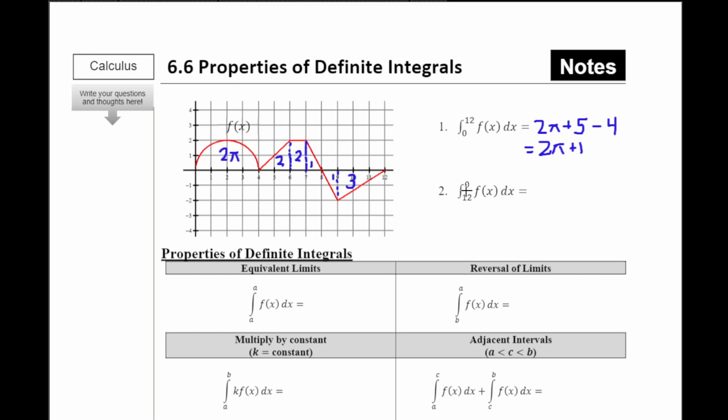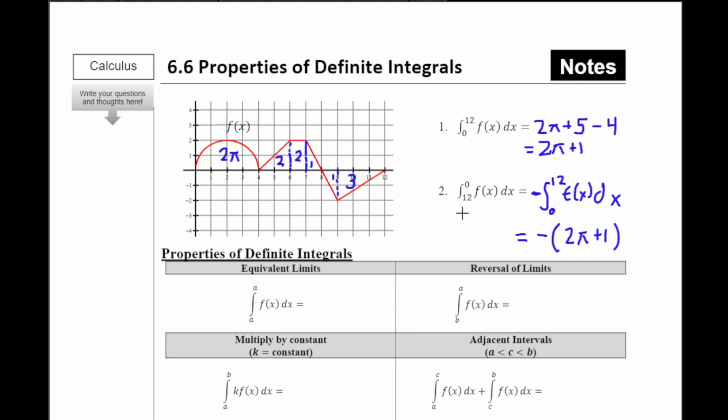This is a rule we're about to learn. So you see how in the second problem here, it's from 12 to 0. It's kind of backwards. You should always start with the lower number on the bottom. You can rewrite that as a negative sign in front, but then just reverse the order. See, negative integral from 0 to 12 f of x dx. So we already had our answer from part 1, 2 pi plus 1, so we have a negative sign in front of all that. Negative parentheses 2 pi plus 1, which is negative 2 pi minus 1.